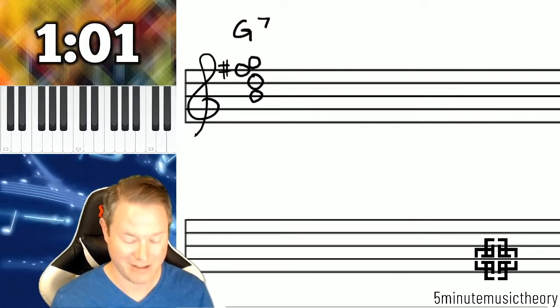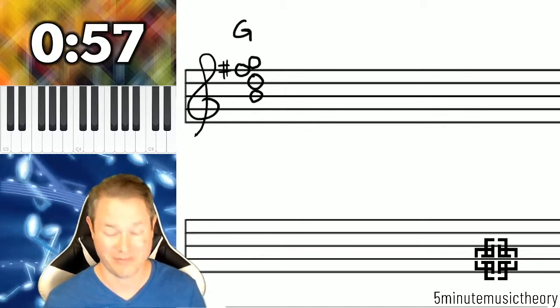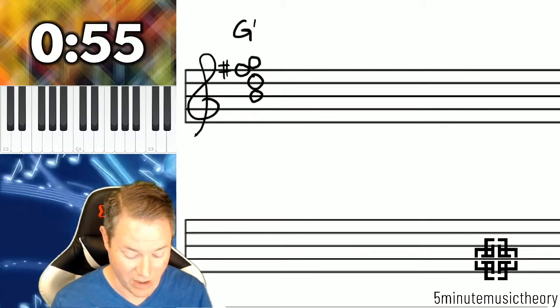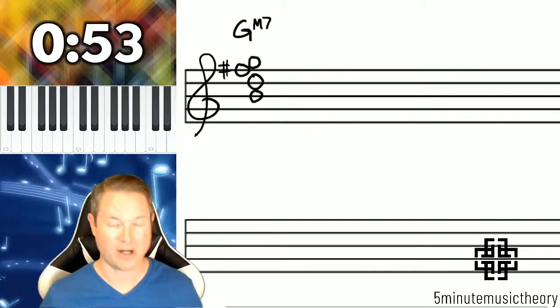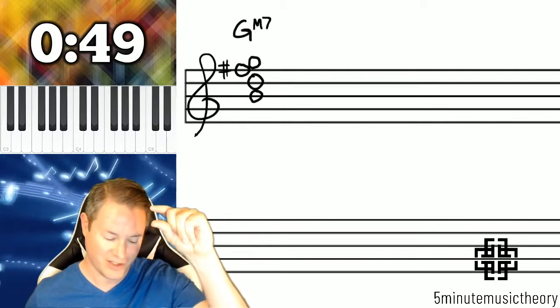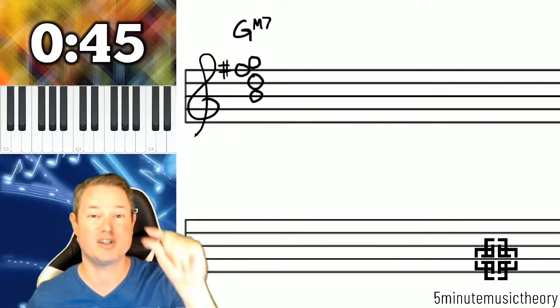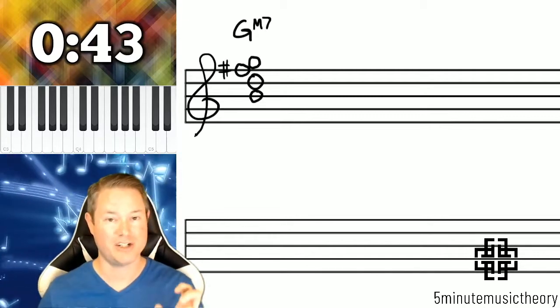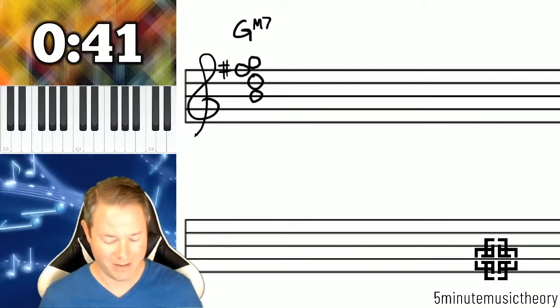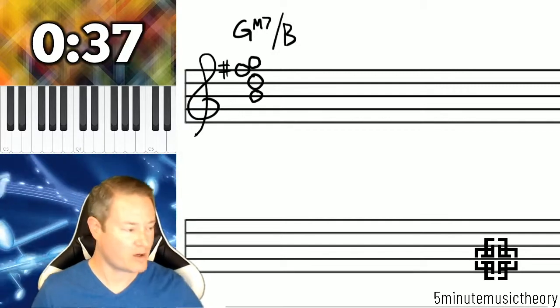If I just put a 7, that's not enough information because that's telling me that we have a minor 7th from the root, which we don't. We have a major 7. So what I do is I use a superscript M, that little m that's up above the G and 7, because that M is not referring to the G, it's referring to the 7. So that means that we have a G major triad with an added major 7th, and B is in the bass.